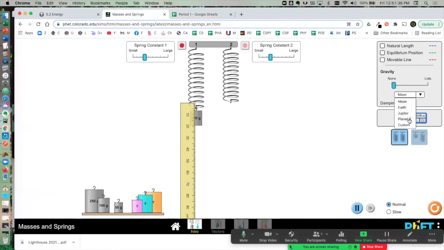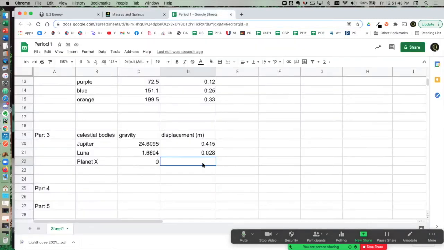Let's see. Planet X. Whoa. And 21, 22, 23, 24. 23.5. I'm going 24. 0.24. Planet X's gravity is 14 on there. Is Planet X bigger or smaller than the Earth? It's bigger. Has more gravity, right? Don't know what it is, but it's definitely bigger than Earth.